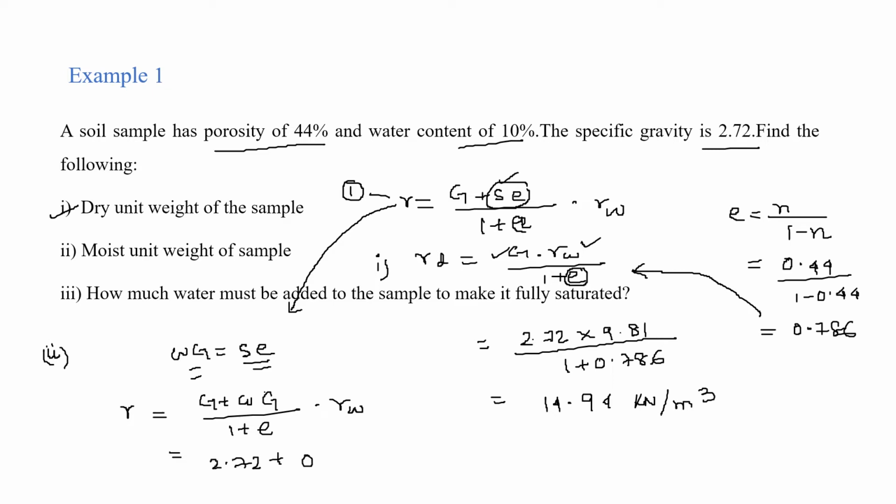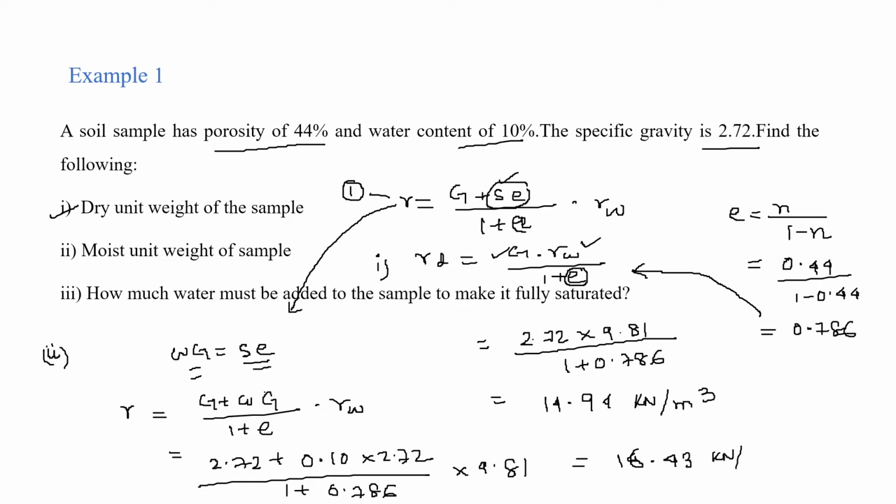Water content is 10%, that is 0.10 into 2.72 divided by 1 plus 0.786, which is my void ratio, and unit weight of water is 9.81. So from this we get the value of moist unit weight as 16.43 kilonewton per meter cube, right?